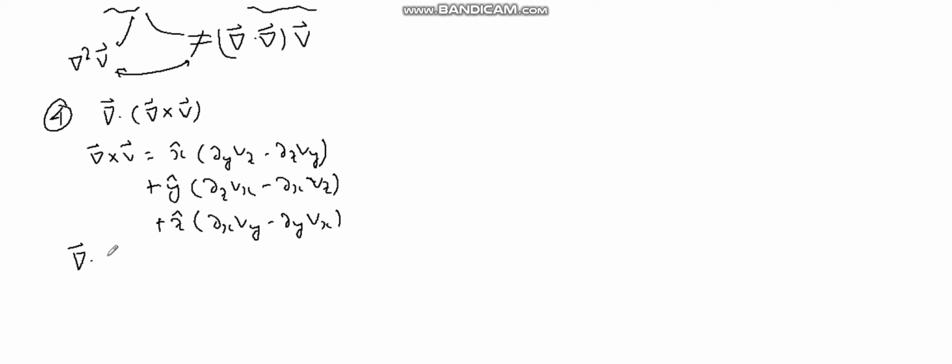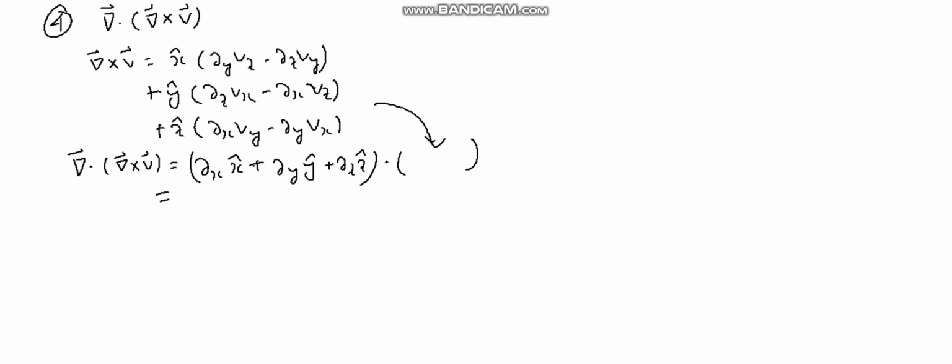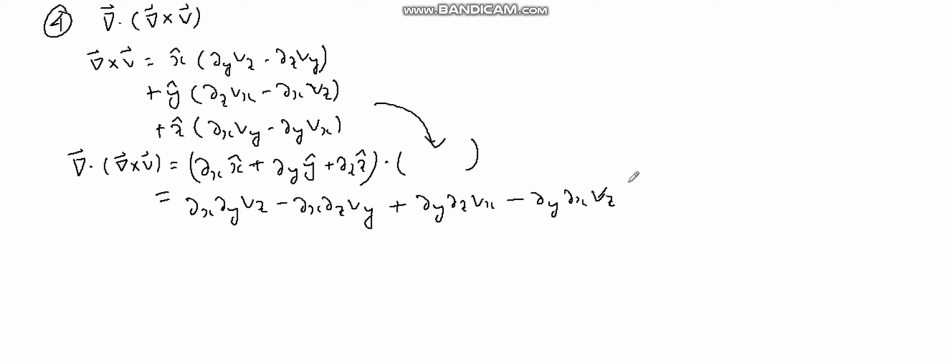And the divergence of that quantity is going to be, let's write it this way, the del operator acting on this whole quantity. So it is going to be del x del y vz minus del x del z vy, plus del y del z vx minus del y del x vz, plus del z del x vy minus del y del z vx.